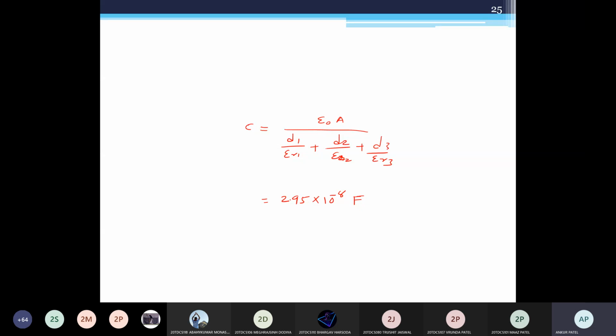So remaining ones, are you getting this answer? Yes, sir. 2.95 into 10 raised to minus 8 or 9? 8. 10 raised to minus 8. Okay, so I am showing you this answer.